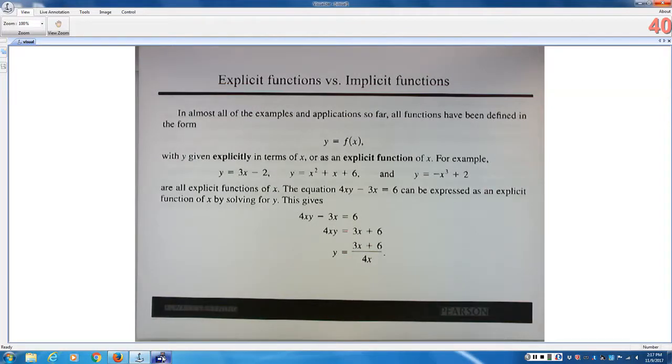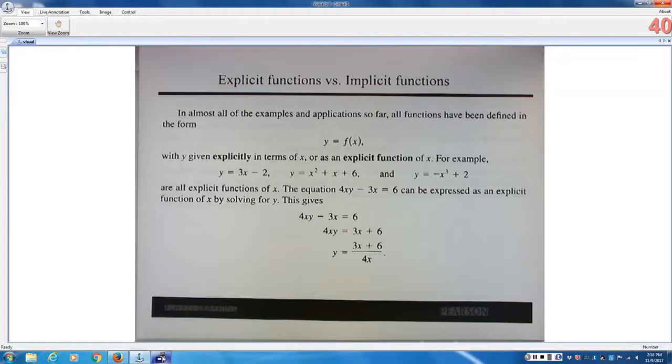Explicit functions versus implicit functions. Most of the functions that we have dealt with in this class, most of the functions that you dealt with in 1630, are called explicit functions. Explicit functions are where there are two variables and one variable can be set on one side and the rest of it is put in function notation, so that you have y or f of x on one side and then the expression in x on the other side.